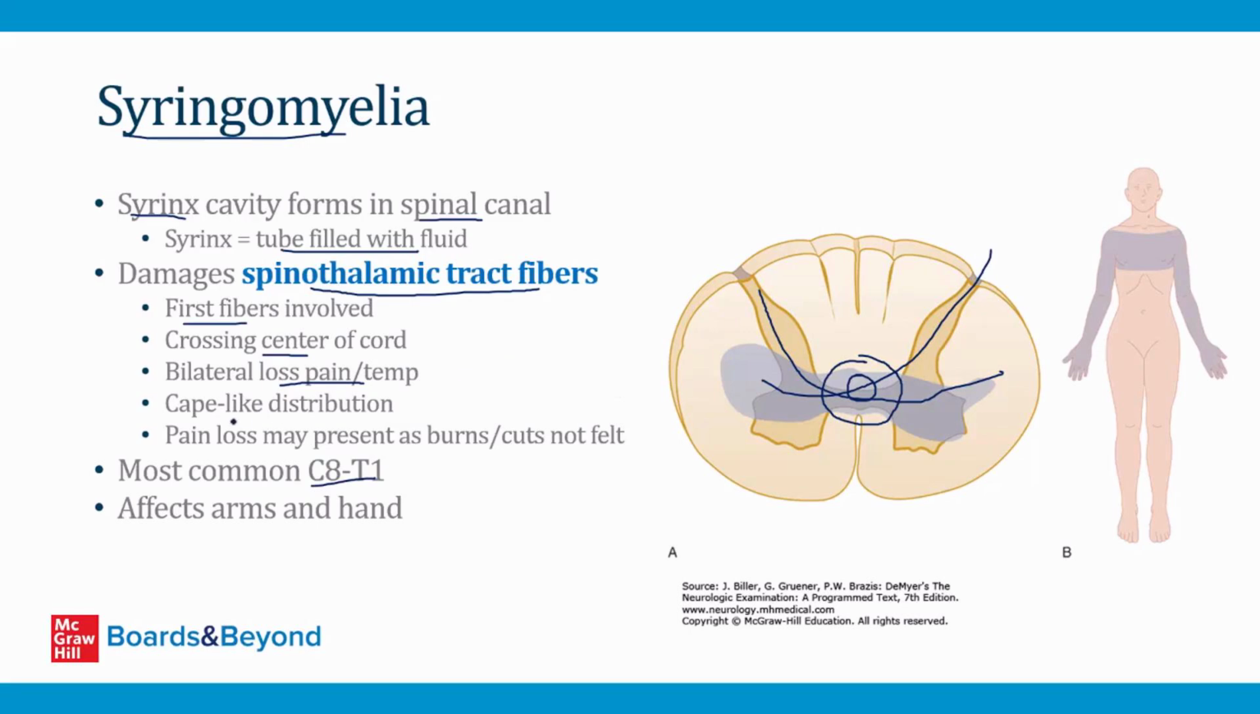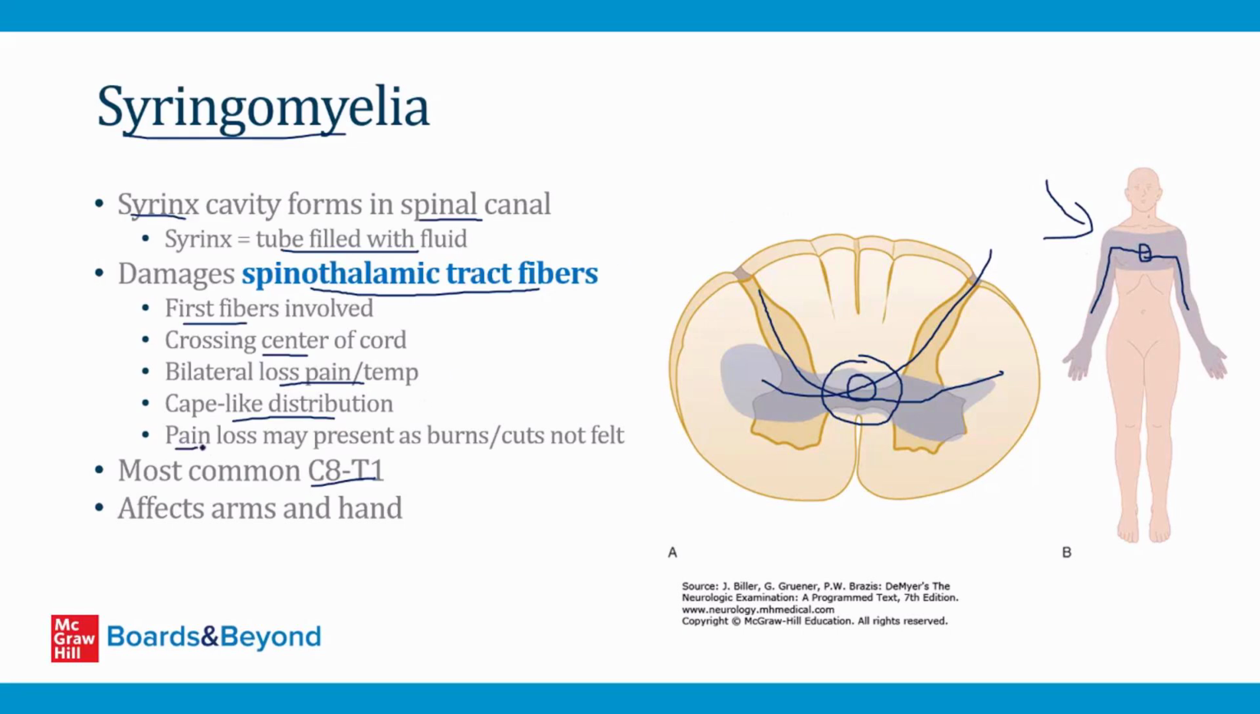So that leads to a so-called cape-like distribution of pain and temperature loss. So it looks like what's shown in this slide right here. So if you had a syrinx sort of at this level in the spinal cord, all these fibers that are bringing pain and temperature sensation up the arm and crossing, those all get damaged. And you get this cape-like distribution of loss of pain and temperature sensation.